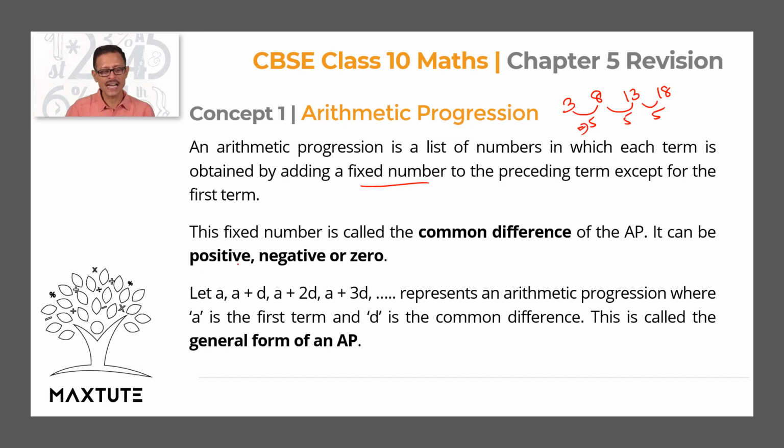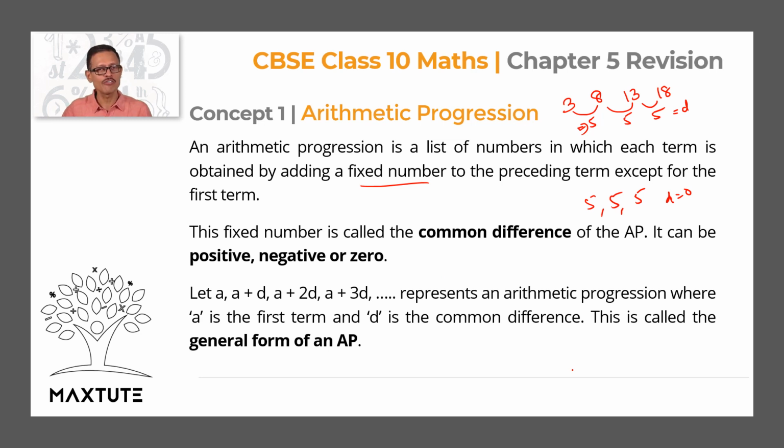This fixed number that we are adding is called the common difference of the arithmetic progression. In this example, the common difference is equal to 5. The common difference can be a positive number, can be an integer, can be a non-integer, can be a negative number, can also be 0. For example, 5, 5, 5. These three numbers are in an AP where the common difference is equal to 0. So the common difference can very well be 0.